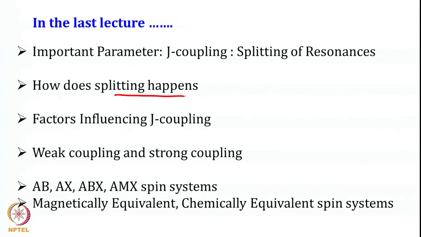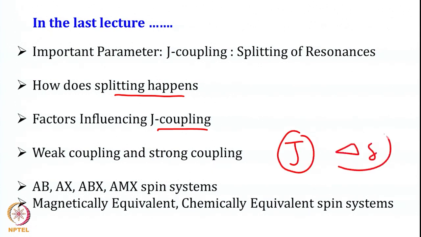Then we discussed in a little bit more detail the factors that influence this J coupling, and we looked at two kinds of coupling: weak coupling and strong coupling. This classification of weak coupling and strong coupling was not on the basis of the strength of the J value, but the J value compared to the difference in the chemical shift between two spins. So, that was the origin of weak coupling and strong coupling.